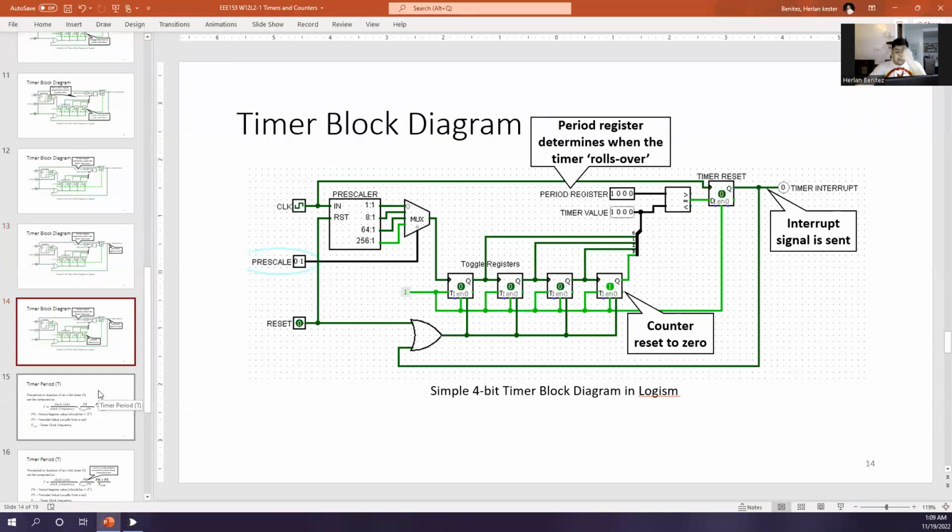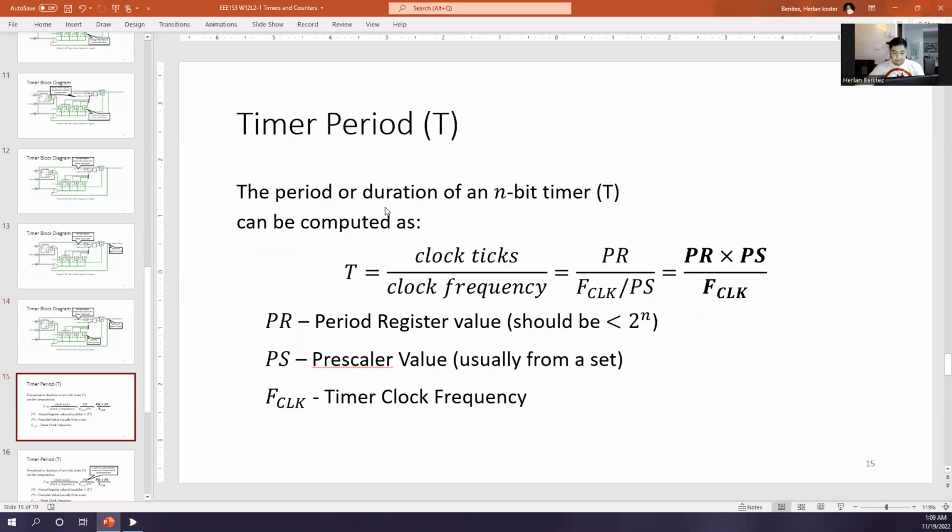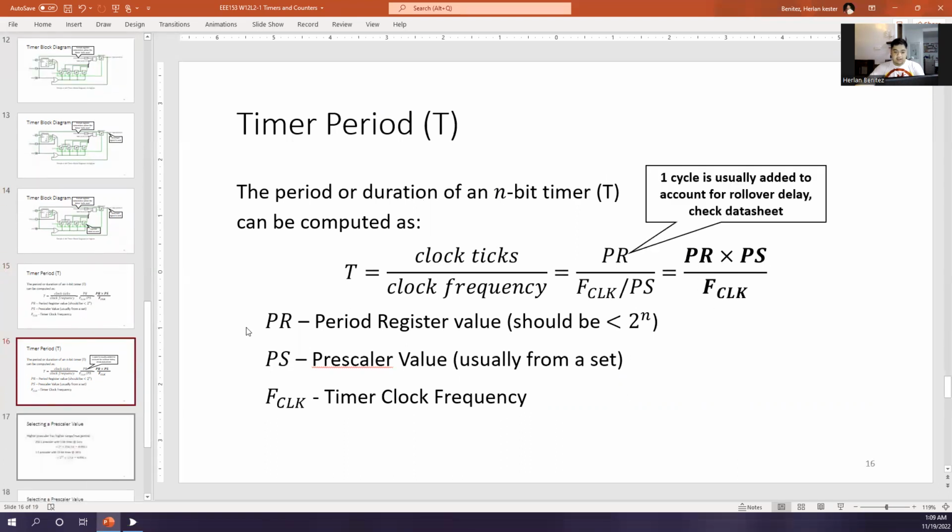So, given yung ating period register and yung prescaler, we have a updated equation ng ating timer period or duration ng ating n-bit na timer. So, di ba, clock ticks over clock frequency, pero yung clock ticks natin, limited siya by our period register. And then yung clock frequency natin is divided by the prescaler value. So, yung total timer period natin is yung period times prescaler over frequency ng ating clock.